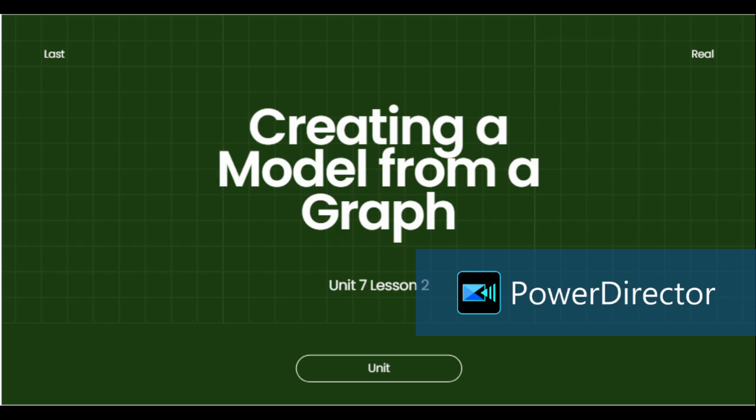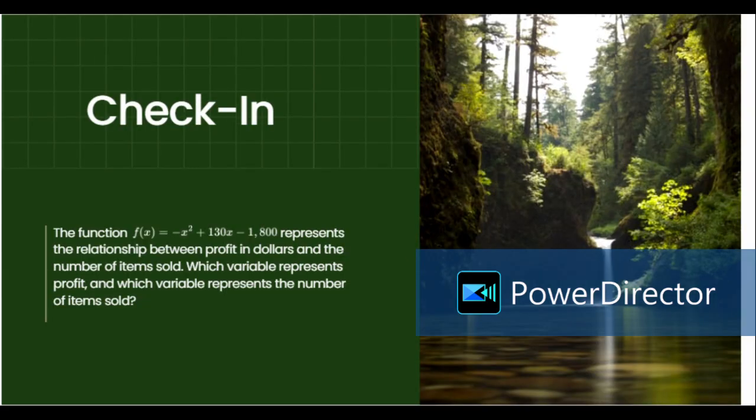This is Unit 7, Lesson 2, creating a model from a graph. We're going to start with a check-in. The function f of x is equal to negative x squared plus 130x minus 1800 represents the relationship between profit in dollars and the number of items sold. Which variable represents profit and which variable represents the number of items sold?